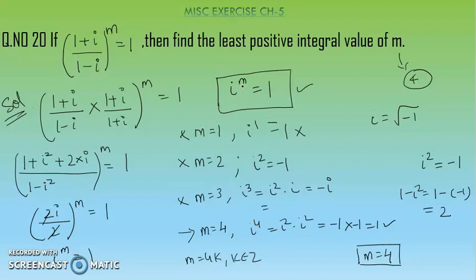This means the least power m, which will give me i raised to the power m is equal to 1, is 4. So m is equal to 4k, k belongs to Z. The question asks for the least power, so we will take k is equal to 1. So m is equal to 4 is your answer.